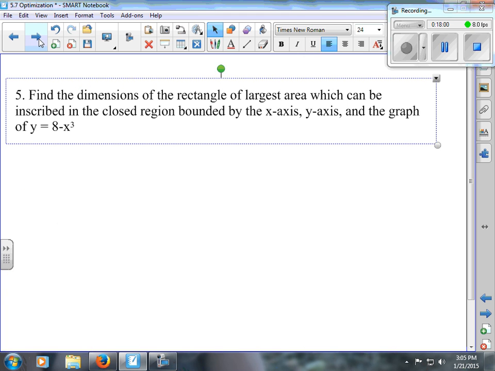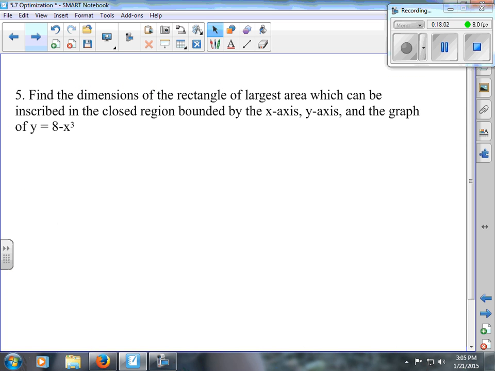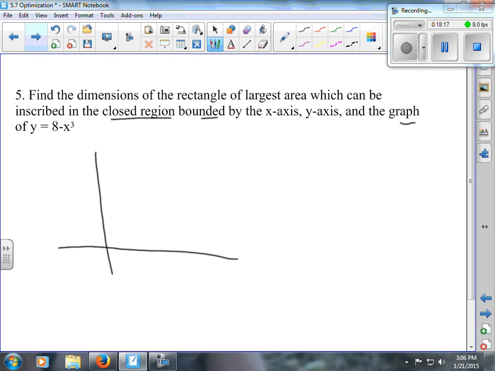Okay, we're on the last question. Now we're going back to a very mathy type of example. Well, what's happening here is I have a region, a closed region bounded by some graphs. So I'm going to graph. I'm in the first quadrant here, and I just know that from experience. So here's the y-axis, here's the x-axis, and then I have this cubic 8 minus x cubed.